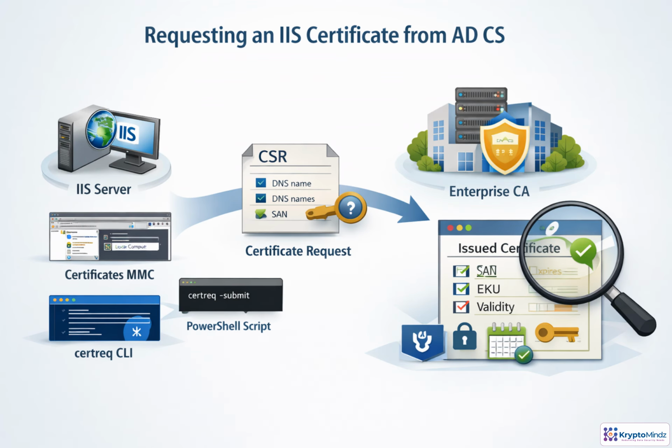Once the template is published, the IIS server enrolls for a certificate using the local computer store. You can use the certificates console, certreq, or a PowerShell script. The tool doesn't matter as long as the request matches the template. Be sure to include all required DNS names so the SAN is correct. After issuance, confirm the certificate appears under Personal, has the expected SAN and EKUs, the right validity, and an associated private key.